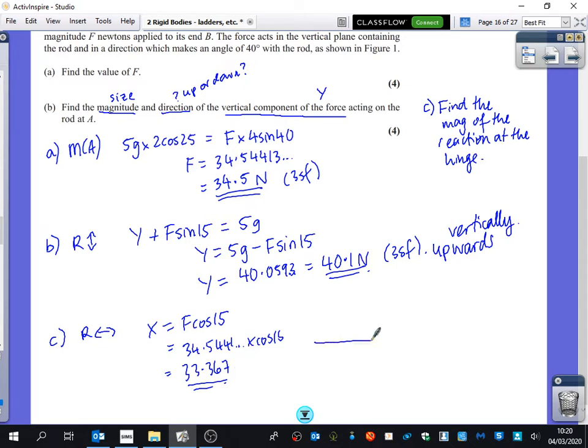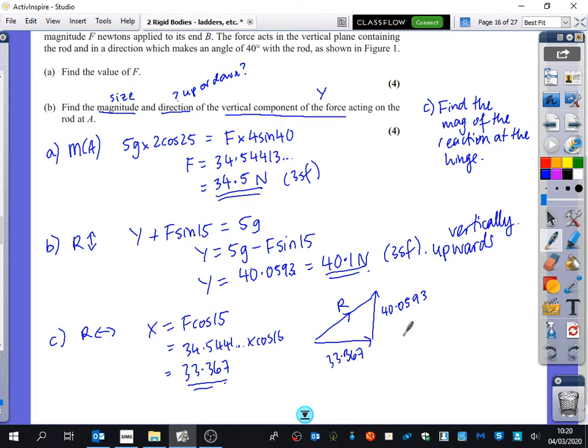Now, it wanted the overall magnitude. We know that X is going across at 33.367. Y is going up at 40.0593. If we want to find out what the overall reaction force is, then we would just Pythagorize. So R would be equal to the square root of 33.367 squared plus 40.0593 squared, square rooted. Okay, so that's what the overall reaction would be.